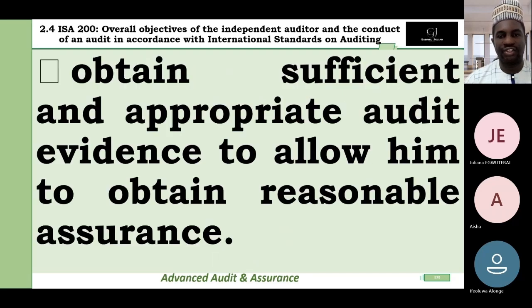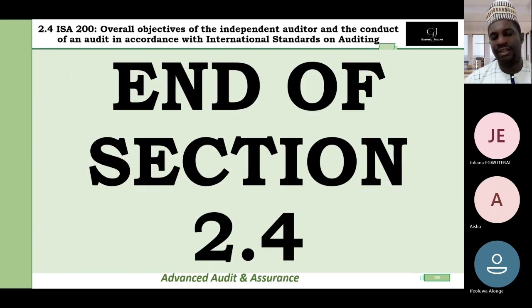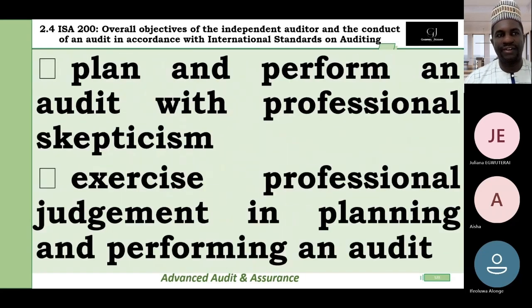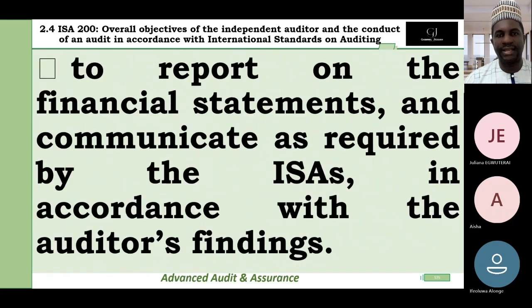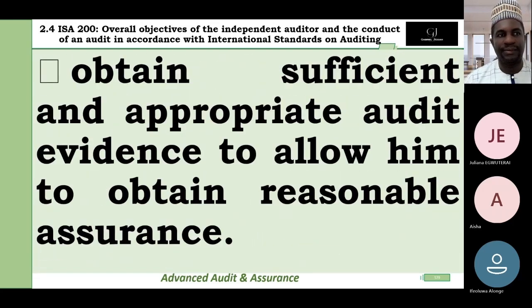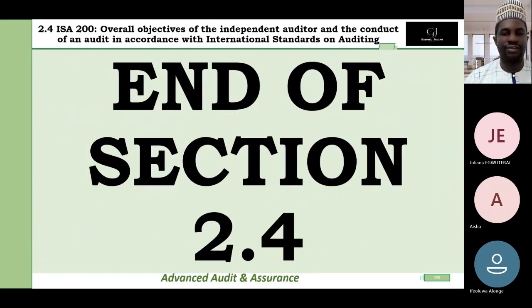Very, very essential. So that will be the end of the session on the overall objective of the independent auditor and conducting an audit in accordance with international standards on auditing. So do we have any question on ISA 200 generally as a guide? And I think we have 8 minutes more. We should be able to close after this last session. We are moving to another section after this, that will be next week in the next class. Any question on ISA 200?